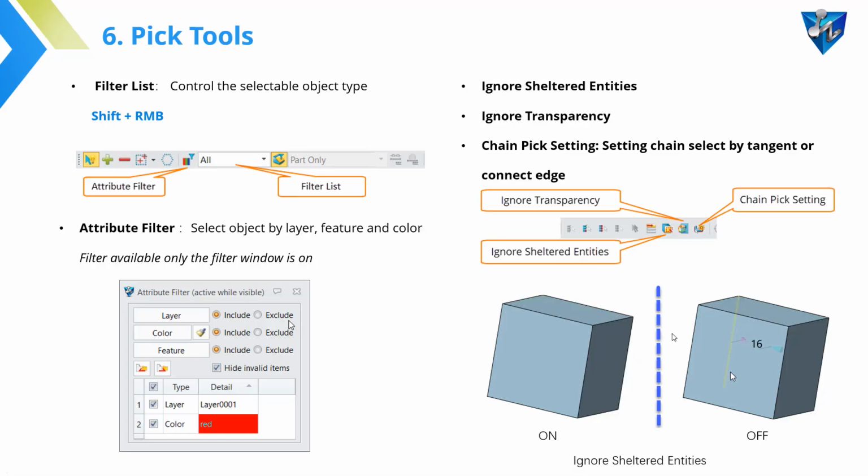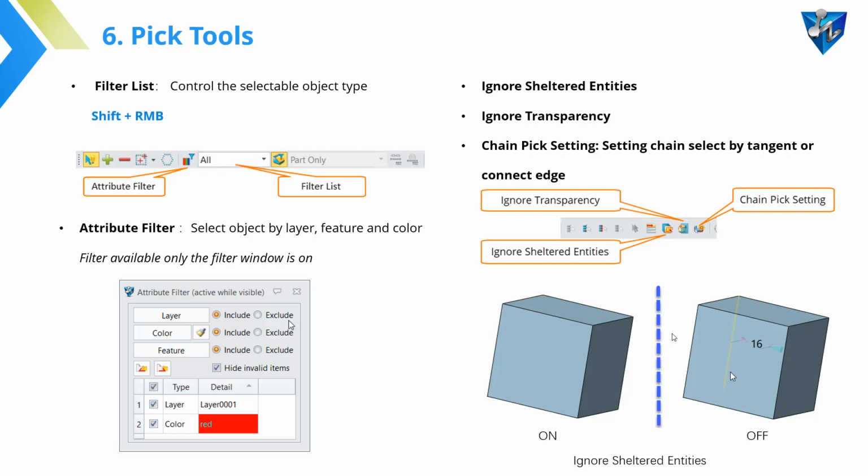Alright, let's continue. In the sixth part, I will introduce the pick tool. In ZW3D, we have the filter list. It will help users to control the selectable object type.